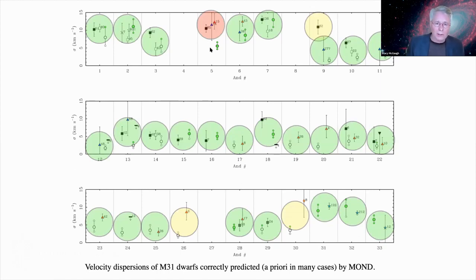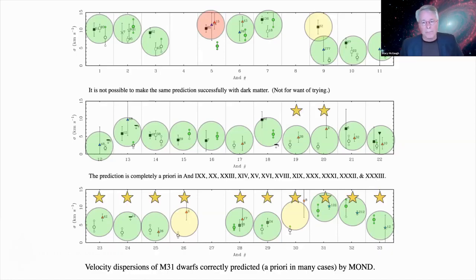But why does it get all these others right? Can I predict this with dark matter? No, I cannot. And it's not for want of trying. I mean, it's not just that I'm looking only at MOND. I'm trying to do this from every conceivable perspective. And a number of these got right in advance. All these little gold stars, those predictions were made before the observations were made. So that is the gold standard of a priori prediction in science.